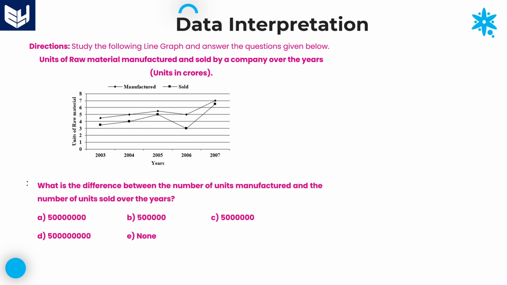Let us look at the fourth question. Here the fourth question is, what is the difference between the number of units manufactured and the number of units sold over the years? Here it means that first you need to calculate the total manufactured value over all the years, not the single year.